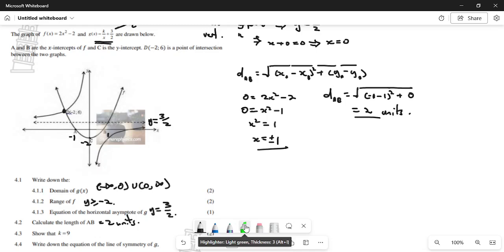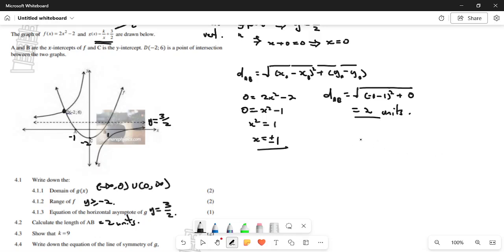And now question number 4.3. Show that k is equal to 9. And I think there is an error with that question because we cannot have 9 as a positive number. The reason I say that is because let us look at where our function is sketched.